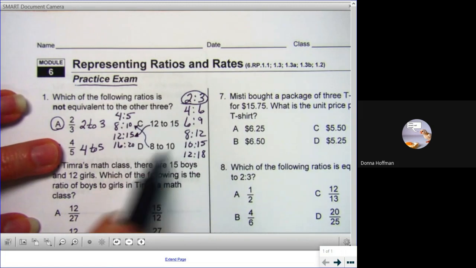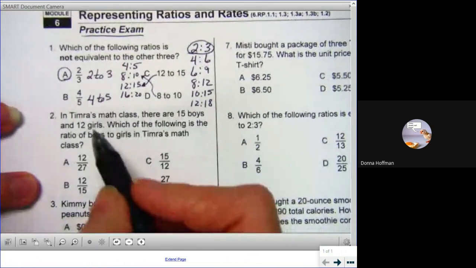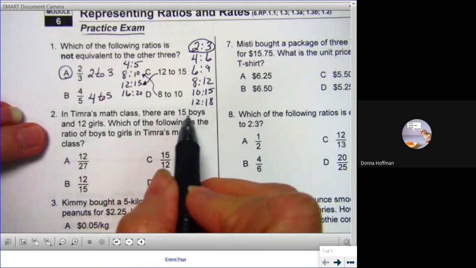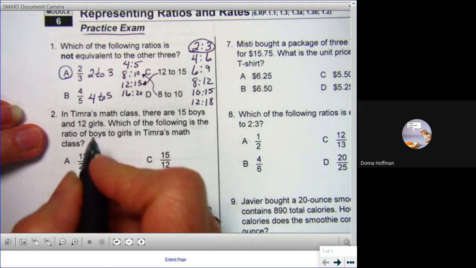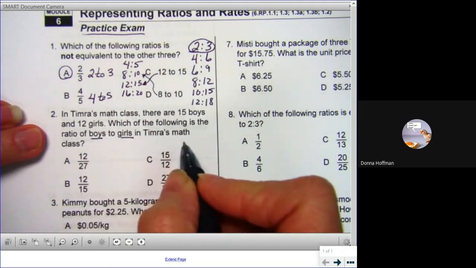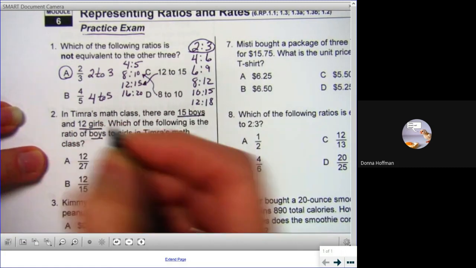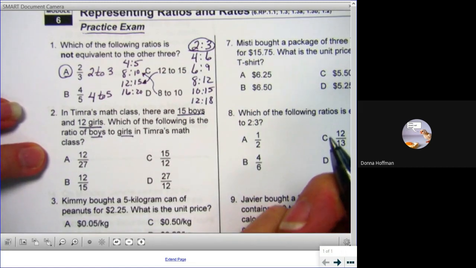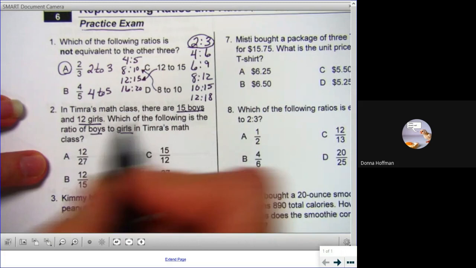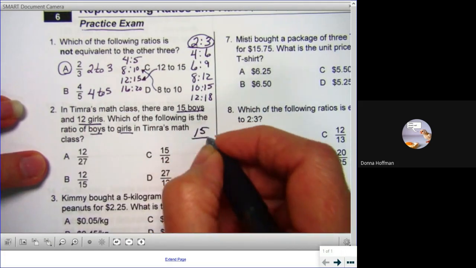I need to see all of this stuff written down on your paper to give you full credit. Number 2, in the math class, there are 15 boys to 12 girls. Which of the following ratios is boys to girls in the math class? Boys has to be 15, and girls is the second thing I read, so it is 12 girls, which is the denominator. 15 must be your numerator, and 12 must be your denominator. So I'm looking for something that looks like 15 over 12.